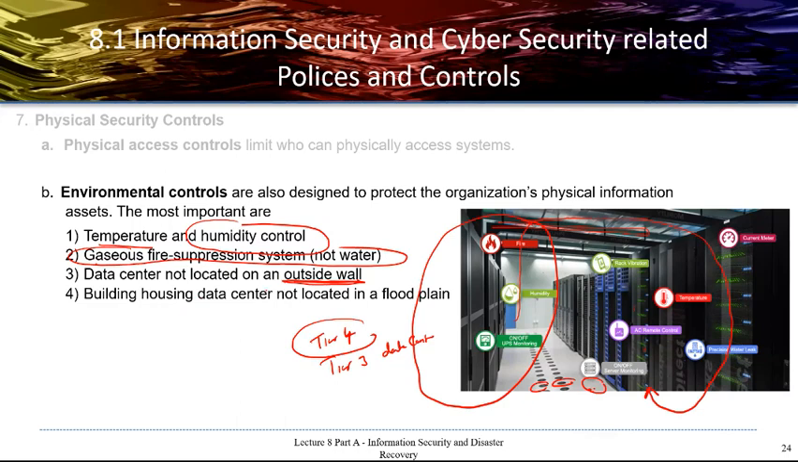If it is built on steel, the walls are built on steel, you have to use the right steel where you can control it. Data centers should not be located in a flood plain or flooding areas; you should not build there. So these types of environmental controls are very important. We discussed physical security controls, and then environmental controls in a data center.